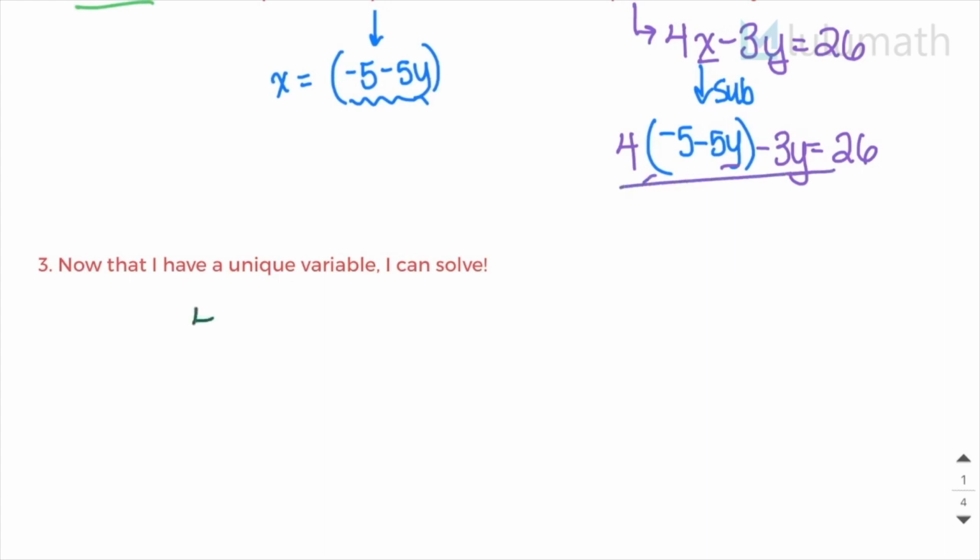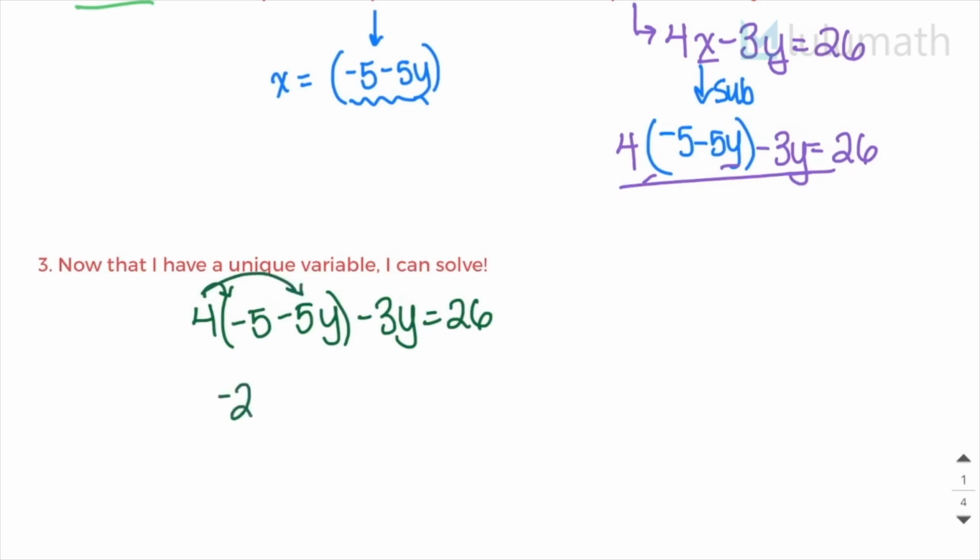Okay, so I'm going to write 4 times the quantity negative 5 minus 5y, minus 3y equals 26. Again, I have a unique variable, so I can solve it. Now, since I have this 4 on the outside right here, it means I need to multiply everything by 4 or distribute it through. 4 times negative 5 is negative 20. 4 times negative 5y is negative 20y. Copy down this minus 3y, and then copy down this 26 right here.